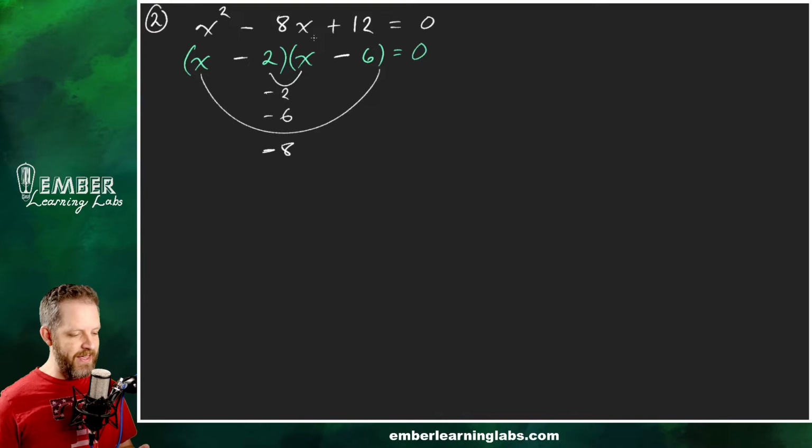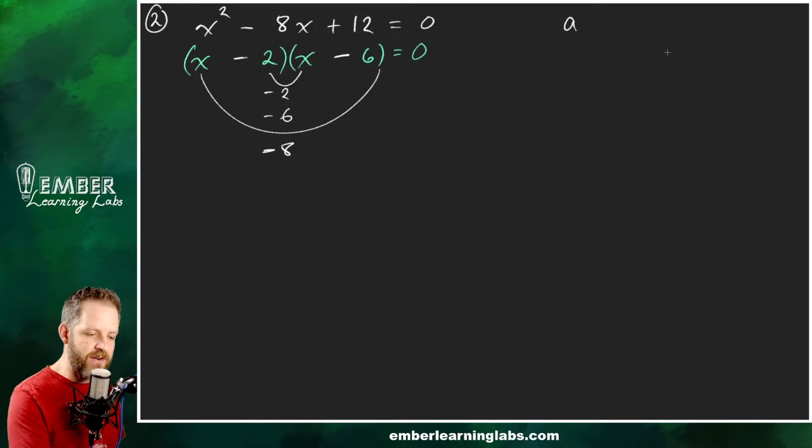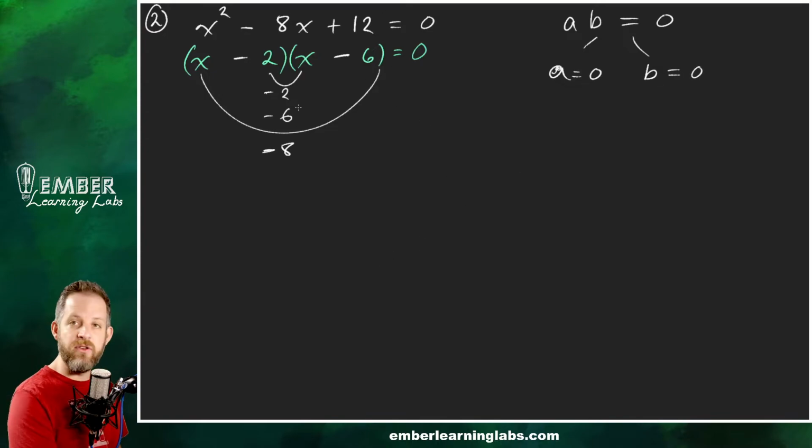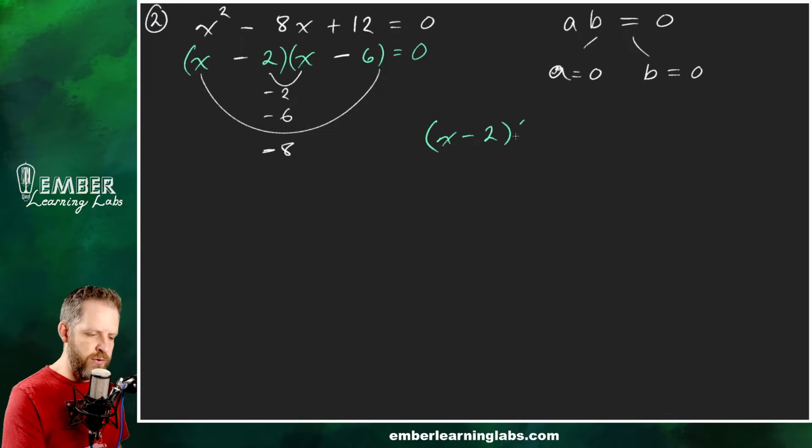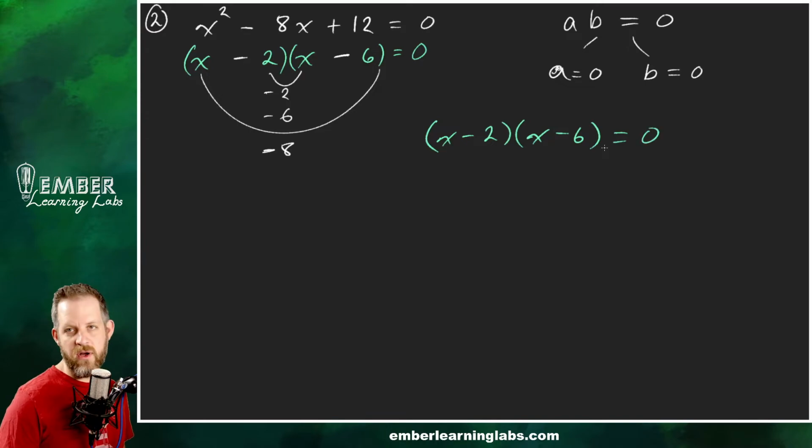A nice thing about that is if we have something completely factored and equal to 0, so if we have this product over here equal to 0, then we can split this into two equations and set each one of those equal to 0. So that's what we're going to do here. I'm going to rewrite it here so we can see what's going on. x minus 2 times x minus 6 equals 0.